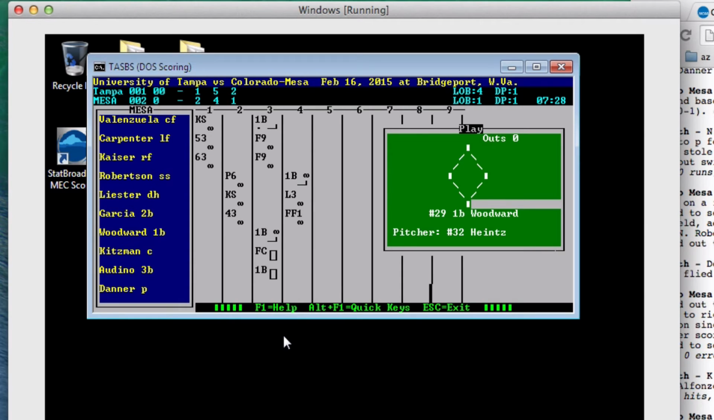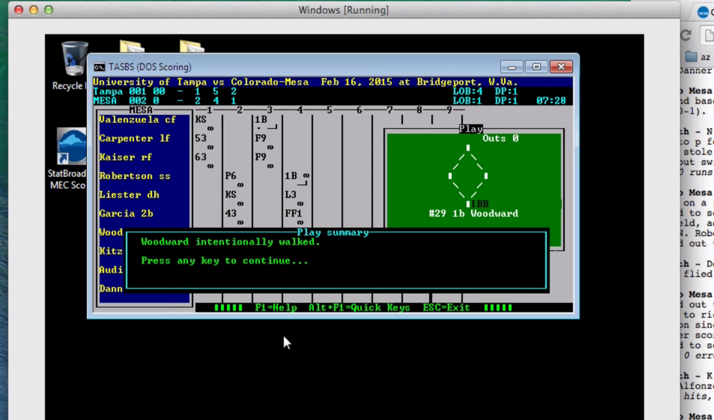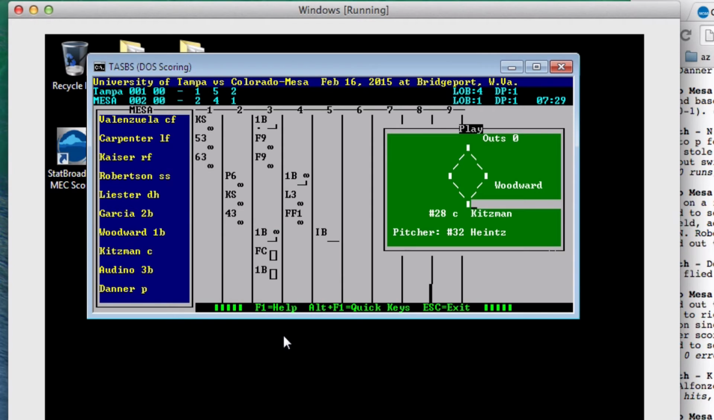Oftentimes, you've got a big hitter in the middle of the lineup, probably not in the same situation that we're looking at now, but you want to walk somebody on purpose. Instead of putting a BB, which is just a base on balls, you're going to put an IBB to explain how he got to first base. And of course, sometimes a pitcher will pitch high and tight. He's going to catch somebody, and that will go in as an HBP, hit by pitch.